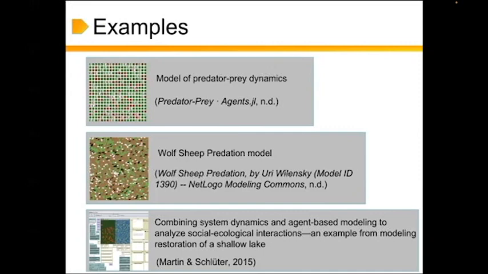As for the third, I found something based on an ecosystem model. It talks about combining system dynamics and agent-based modeling to analyze social-ecological interactions. It is an example of modeling relationships in a shallow lake. So we can do some comparison between the shallow lake and the ocean. That is what we think about.